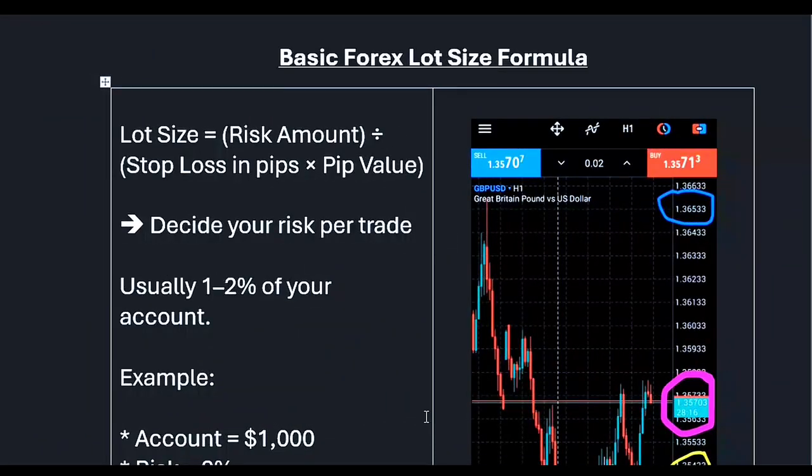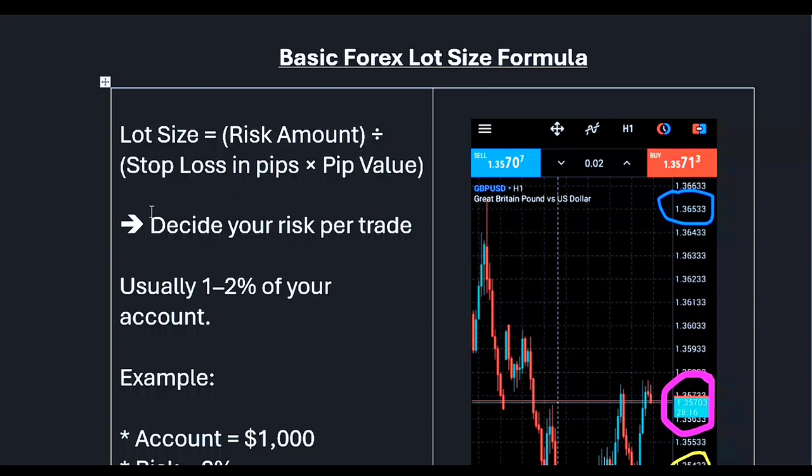Here is a breakdown of how you can calculate your lot size. It takes only a few steps and everything will be done. First one is the formula. The formula states that lot size equals risk amount divided by stop loss in pips multiplied by pip value.